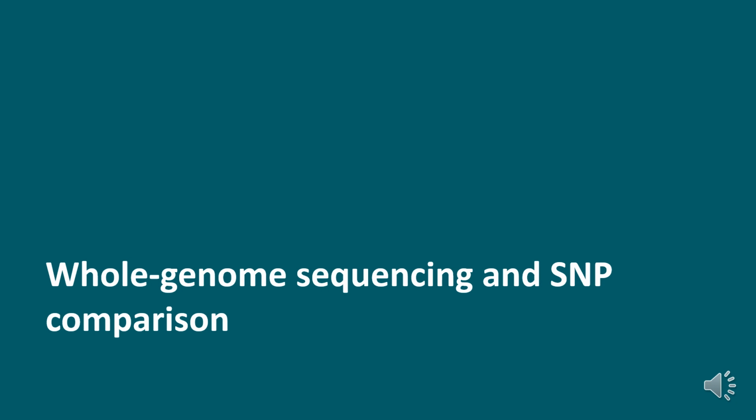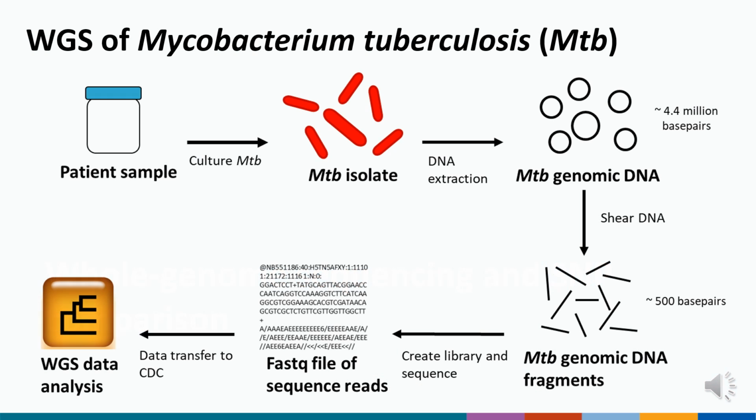In the next section, I will present the basics of whole genome sequencing and details of how whole genome SNP comparison is performed. First, I'll start with a big picture overview of how we go from the patient sample to having data that we can analyze. The process starts with a patient sample, which would usually be a sputum sample, and the sample is cultured for Mycobacterium tuberculosis, or Mtb. That yields an Mtb isolate.